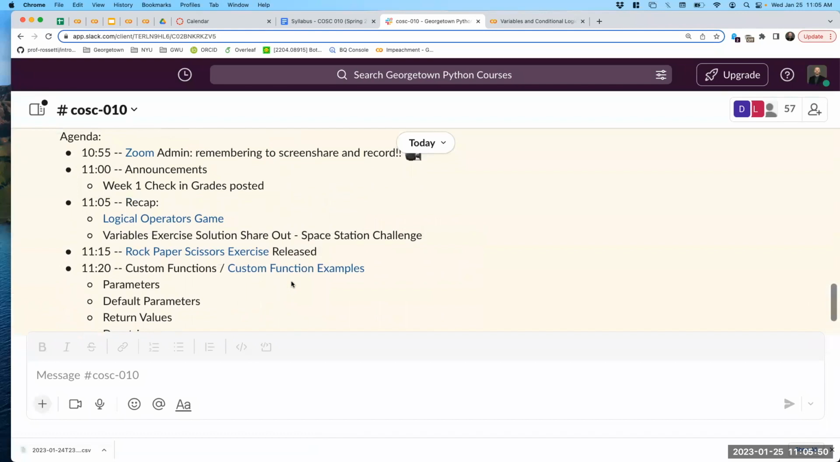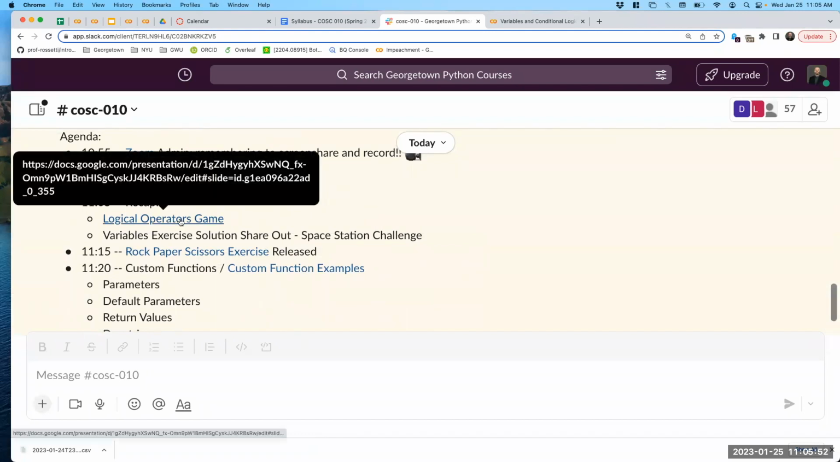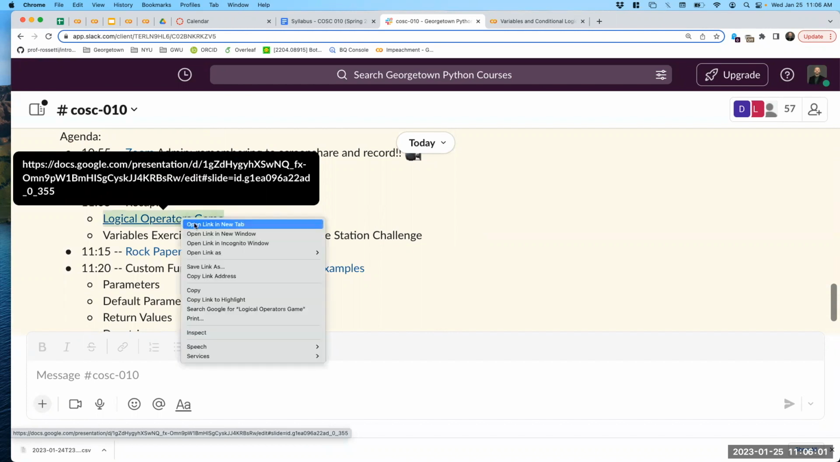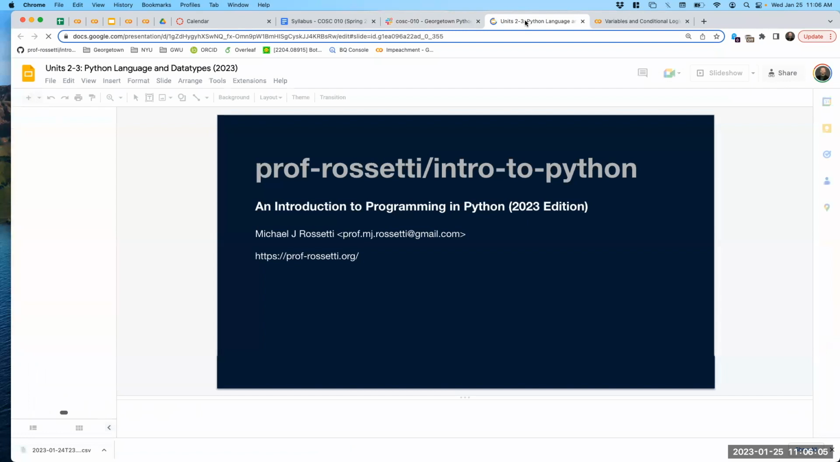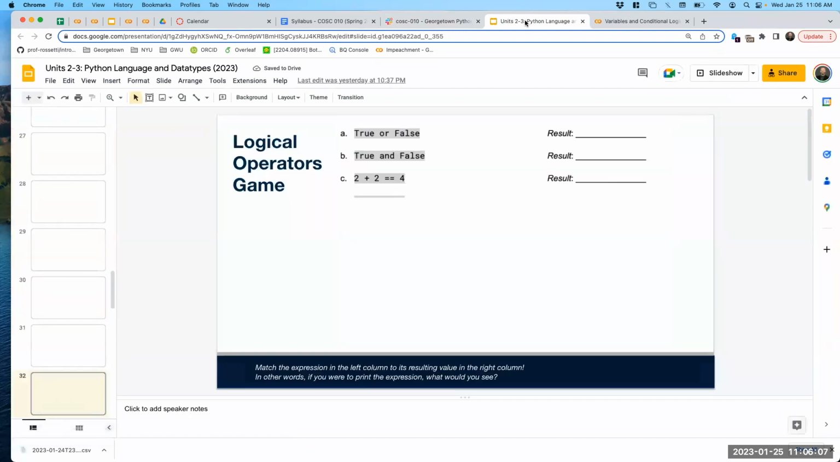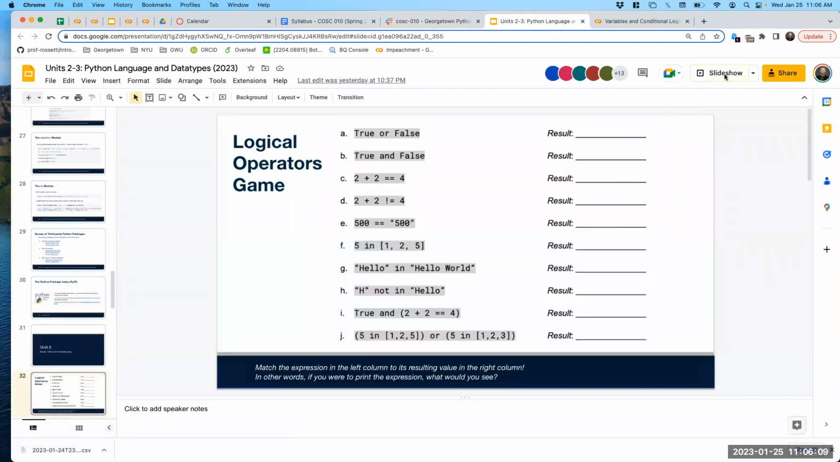That being said, let's get into a logical operators game. So I'd like for everyone to either click into this game or just follow along in the front of the screen. This is bringing us into our unit 2 and 3 slides. All right.